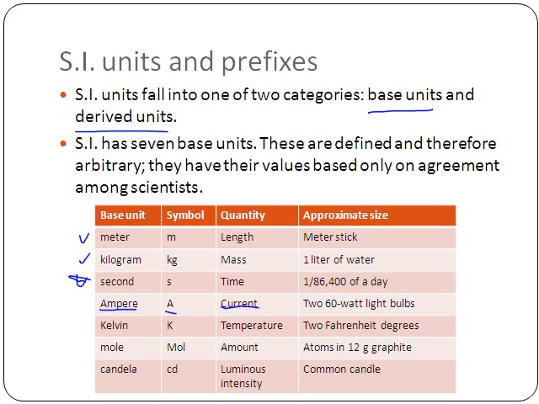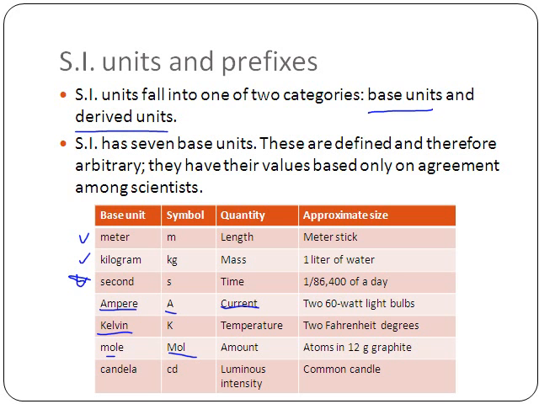Temperature is measured in Kelvin. If you've taken chemistry, you know that. And so it's roughly 2 Fahrenheit degrees. Actually, it's 1.8 Fahrenheit degrees is 1 Kelvin. Next one here, mole is the amount of substance or the amount of something. It's got a nice little 3-letter abbreviation. Just sort of have to deal with it.